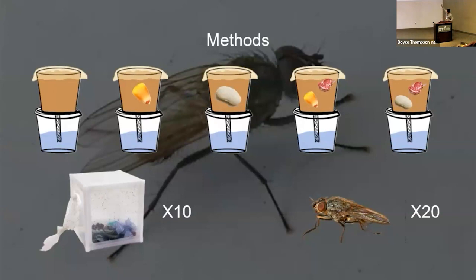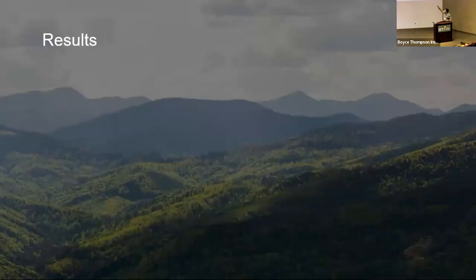So we had 5 different treatments: one with nothing in it, that's our control, one with corn, beans, corn with meat meal, and beans with meat meal. We had 10 cages and 20 flies of an equal sex ratio in each.